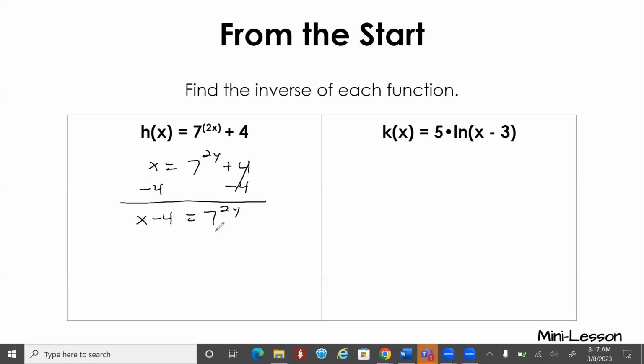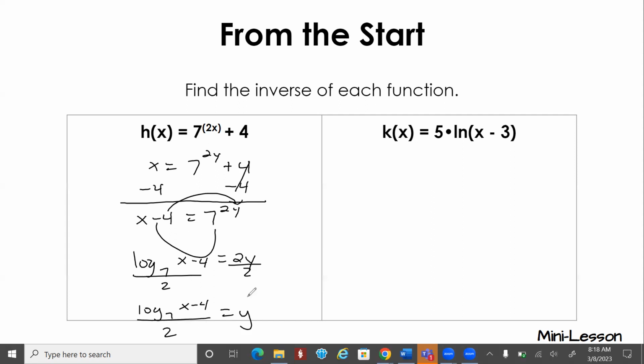We're going to do the circle of life. So that's going to give us log of base 7 of x minus 4 equals 2y. And we still want y by itself, so we're going to divide by 2 on both sides. So this is going to give me log of base 7 of x minus 4 divided by 2 is equal to y.